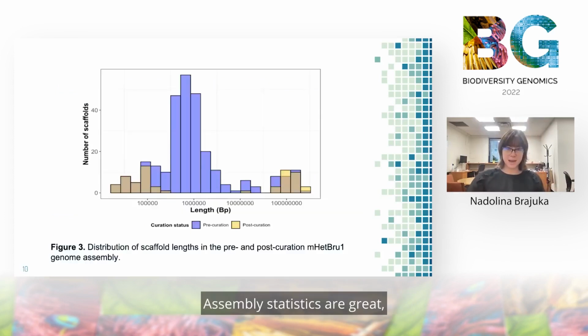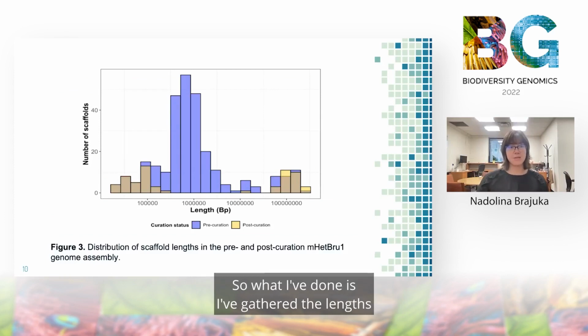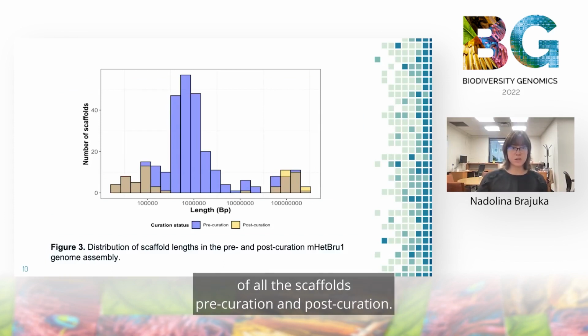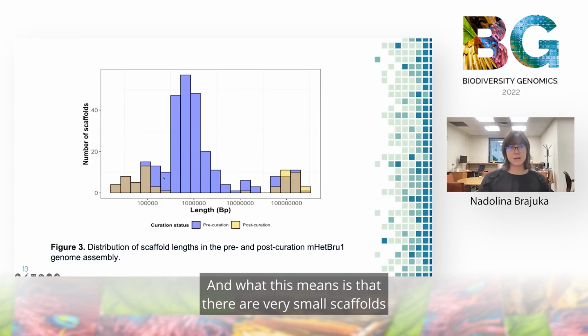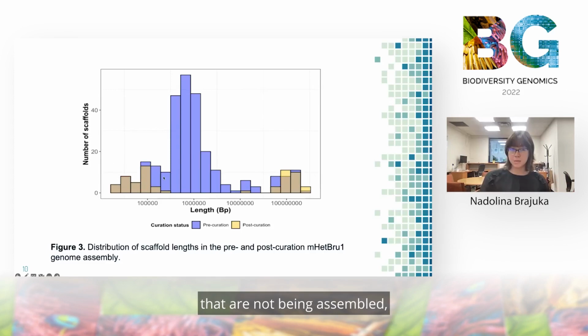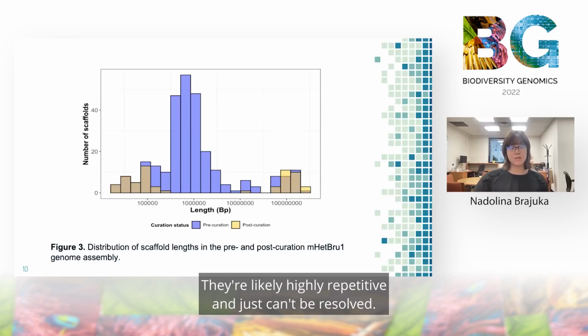Assembly statistics are great, but it can be hard to conceptualize what's actually going on in a genome pre and post curation. So what I've done is I've gathered the lengths of all the scaffolds pre-curation and post-curation. If you look at the left-hand end of the graph here, you can see that there is an overlap in pre-curation and post-curation scaffolds at this lower length end. What this means is that there are very small scaffolds that are not being assembled, but they're also not being resolved by curation. They're likely highly repetitive and just can't be resolved.